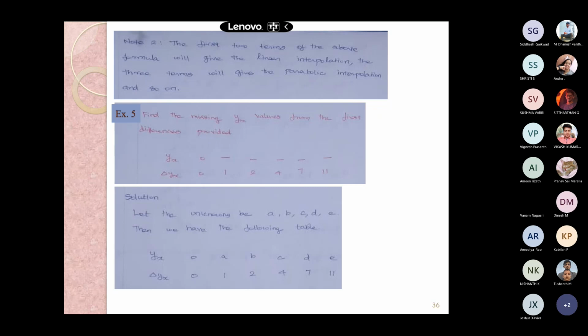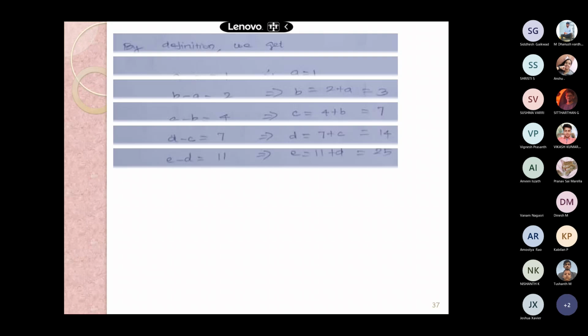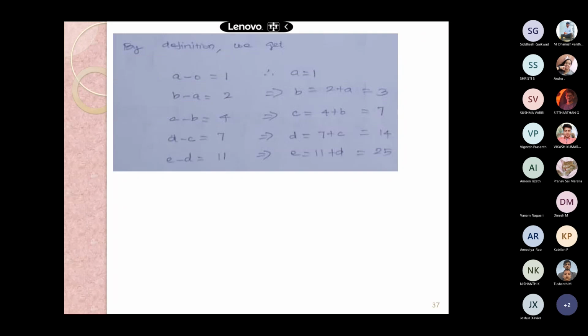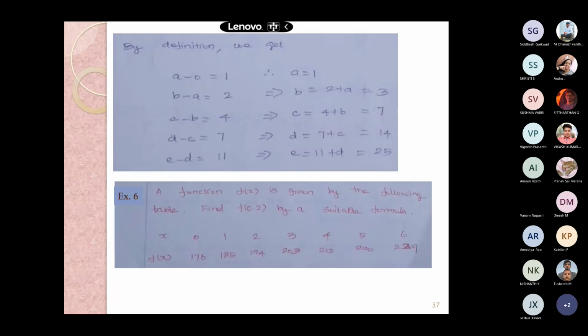Yesterday we saw exercise number 5 and found the missing value in y, and we'll continue with exercise number 6. A function f of x is given by the following table. Find f of 0.2 by the suitable formula.